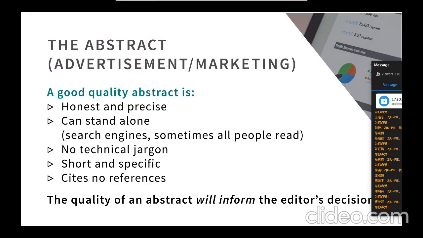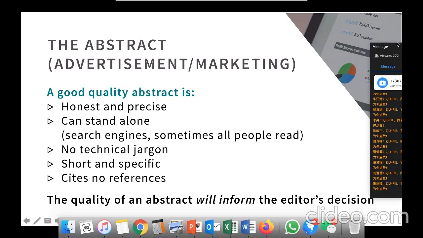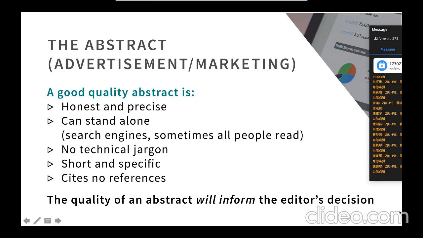Well, a good quality abstract, of course, has to stand alone. It's got to be honest and precise. It's got to contain all of the relevant information in the research article, so that somebody else reading the paper can gain all of the relevant information. So simple, honest and precise, it has to stand alone in search engines because, of course, as we've already mentioned, this is often all people read of academic articles. No technical jargon, short and specific.